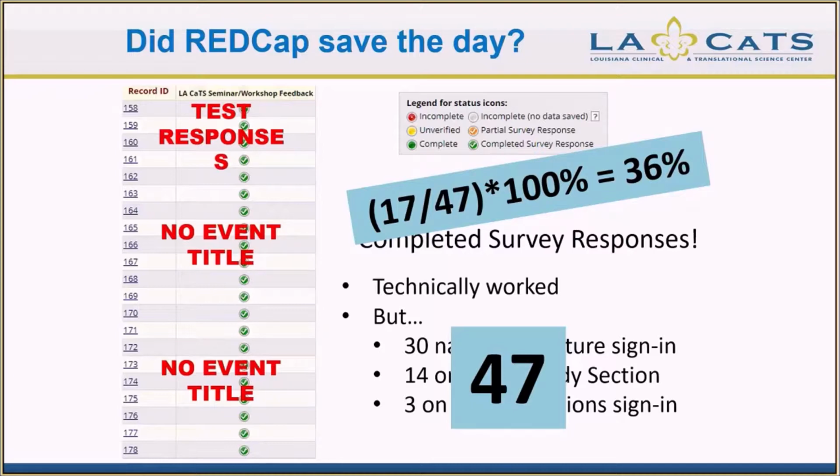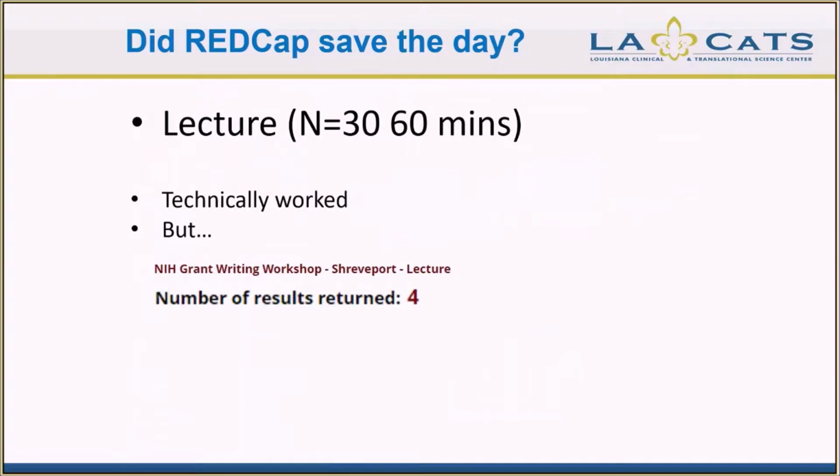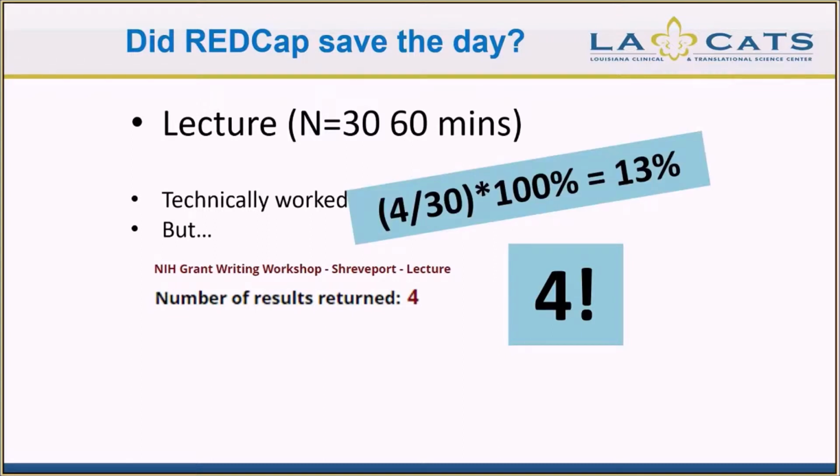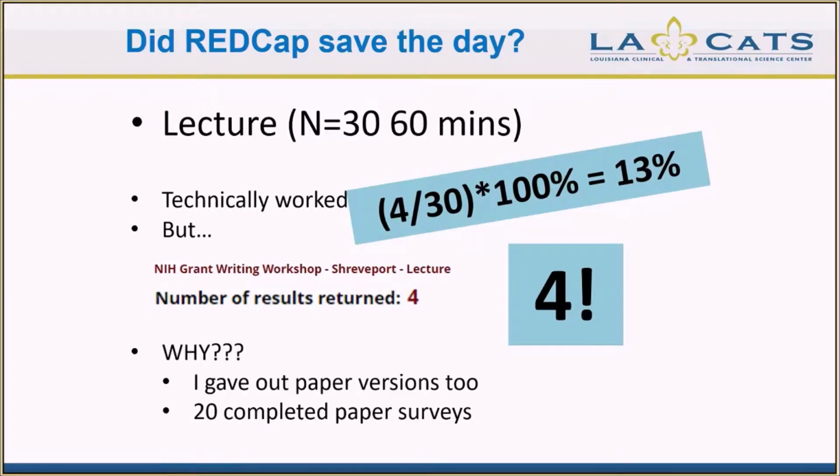So, undaunted, I dug a little deeper. How did it break down per session? So for the lecture, for the 30 participants we had on the sign-in sheet, how did I feel about it? Well, we only had 4 responses. 4 out of 30. Ugh. Well, we had 4 out of 30, that measly 13%, because I gave out paper versions.